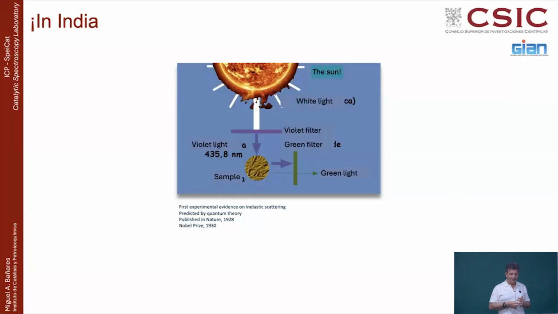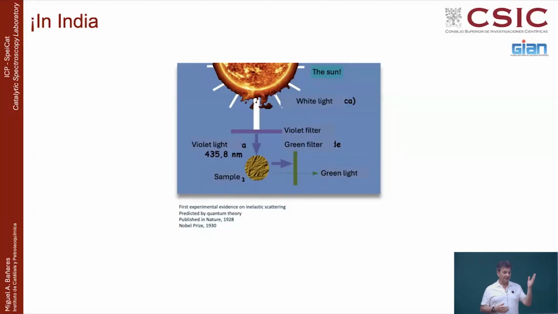And that basically was telling you that the sample has taken a little bit of energy from that photon, and when that photon goes out, it has less energy, lower frequency, longer wavelength, different color. So he put that in a paper, he sent it to Nature, it was published, and he got a Nobel Prize award.